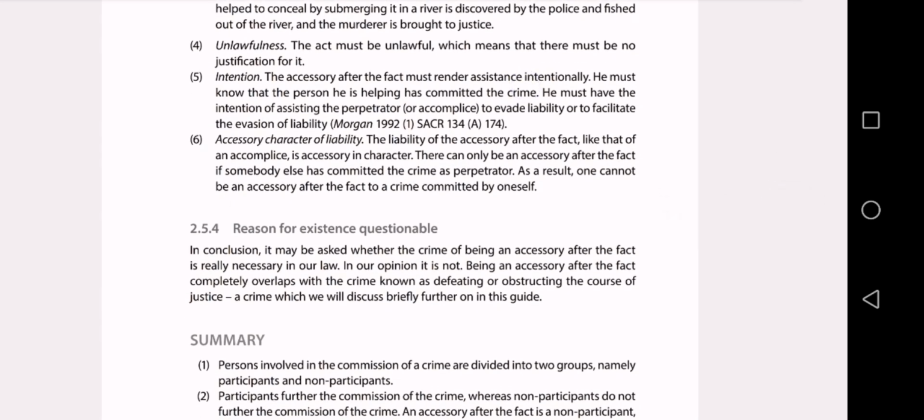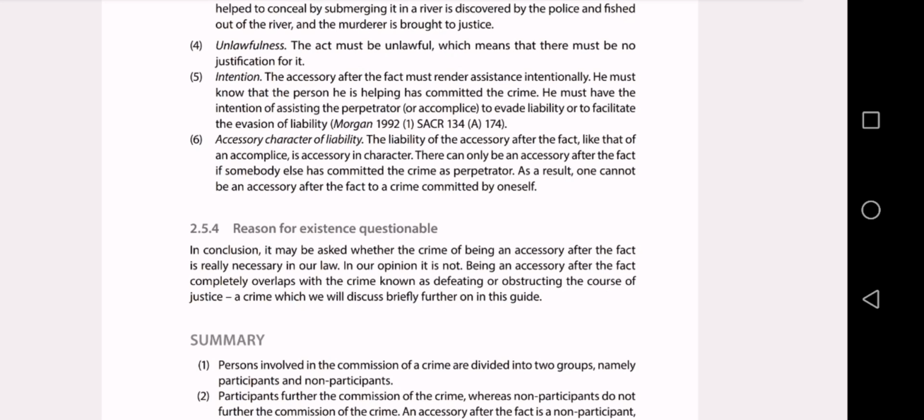Unlawfulness. The act must be unlawful, which means that there must be no justification for it. Intention. The accessory after the fact must render assistance intentionally. He must know that the person he is helping has committed the crime. He must have the intention to assist the perpetrator or accomplice to evade liability or to facilitate the evasion of liability. Here is the case number: Morgan 1992.